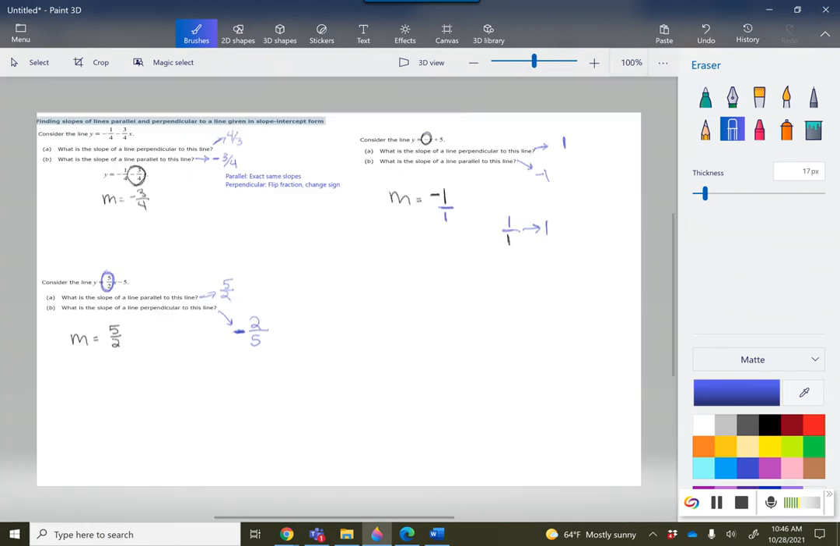Okay. So parallel, exact same. Perpendicular, flip the fraction, change the sign. That's called the opposite reciprocals.